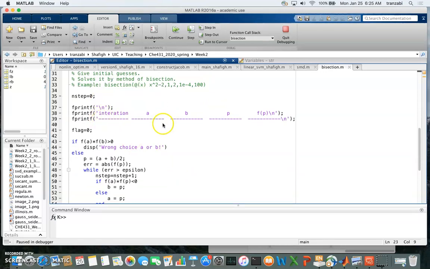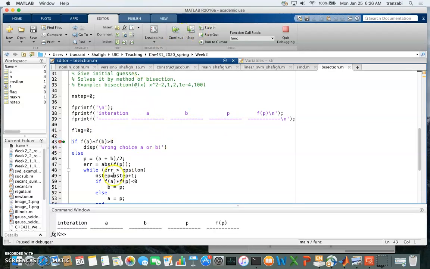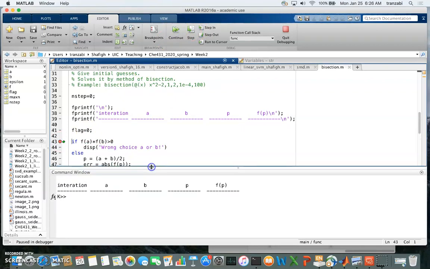Okay. So we're going to do some printing. First, we're going to print some headers: number of iterations, A, B, P, and FP. If I stop the code up to here, you can see the results so far. I get 5 headers: iteration, A, B, and P, which is the average of A and B, and F evaluated at point P.